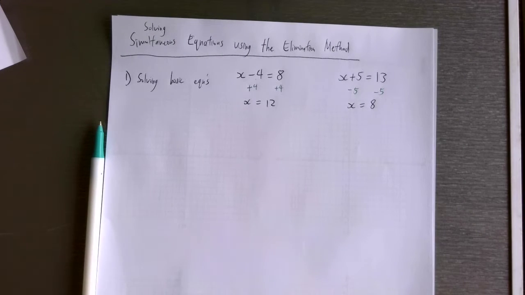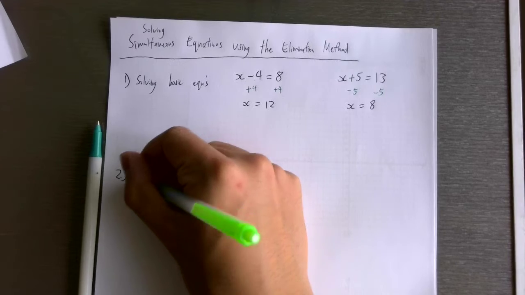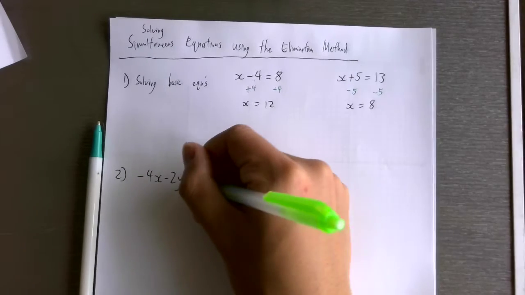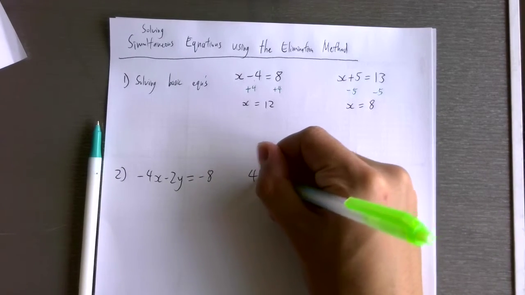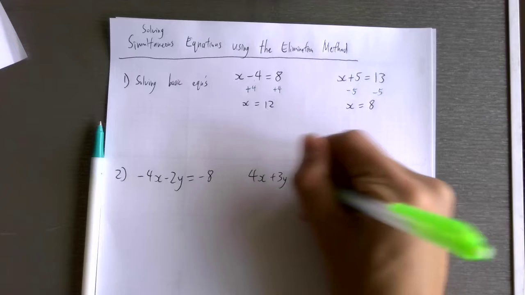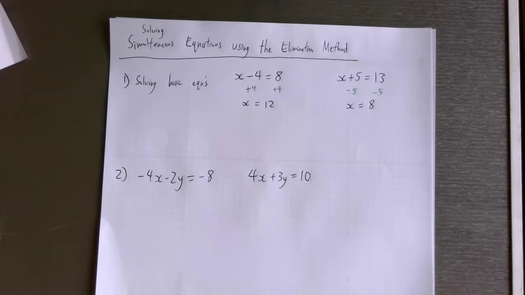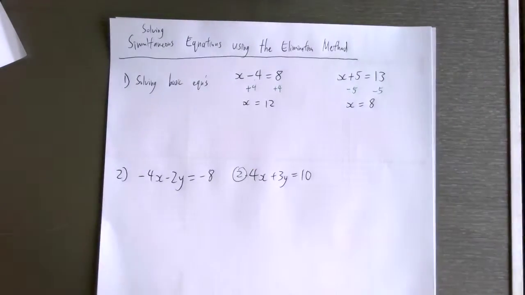Now, let's have a go at one of our examples. So we've got this equation, minus 4x minus 2y equals negative 8. And we've also got this other equation, 4x plus 3y equals 10. Now, generally when we have two equations, what we like to do is label them. So I'm going to call this equation 2.